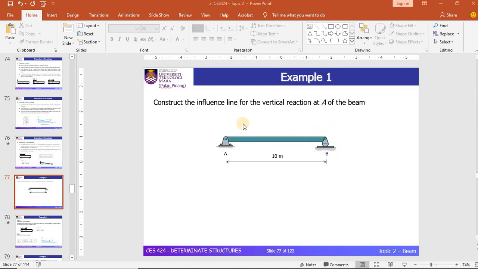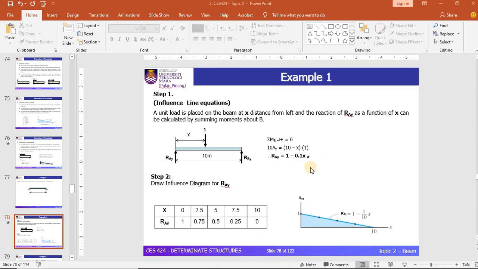In the example, we need to construct the influence line for the vertical reaction at A of the beam. We have a simply supported beam which is 10 meter length. The support at A is a pin, at B is a roller. So as usual, for the first step, you need to draw the free body diagram.